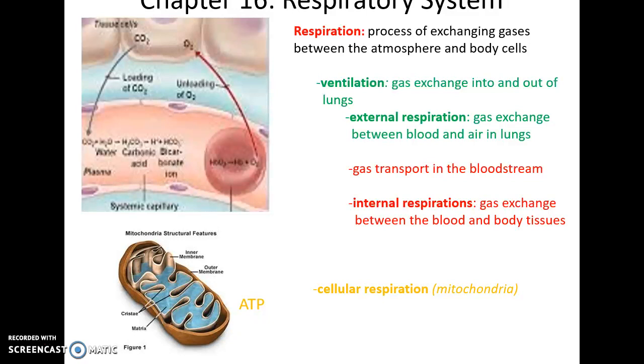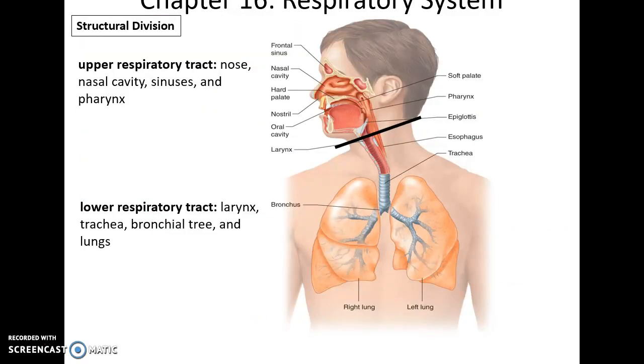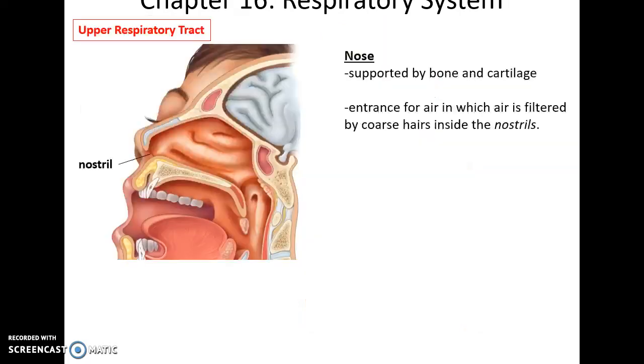out of our body. So, structurally dividing the respiratory system, the upper respiratory tract is the nose, nasal cavity, sinuses, and pharynx, basically places that you can relatively see easy or touch with a Q-tip, kind of. And then the lower respiratory tract, the larynx, trachea, bronchial tree, and lungs.